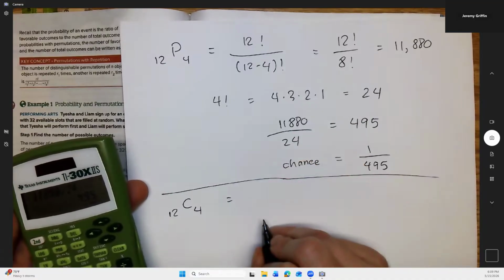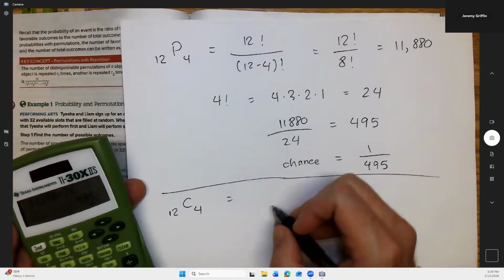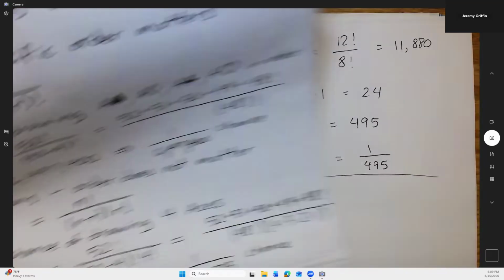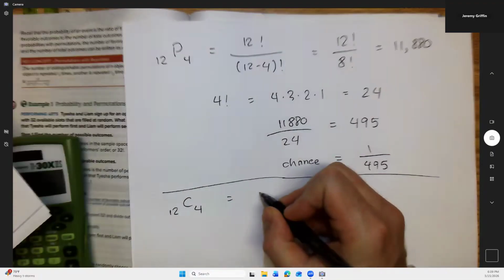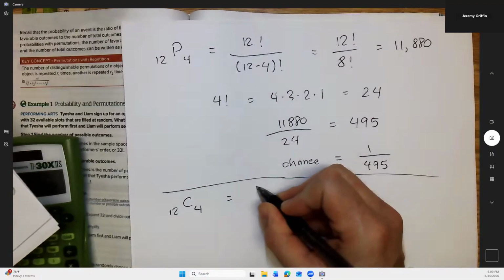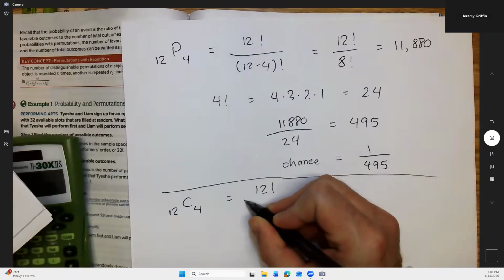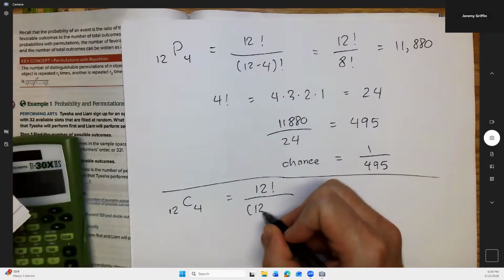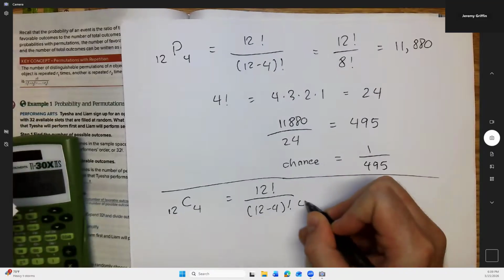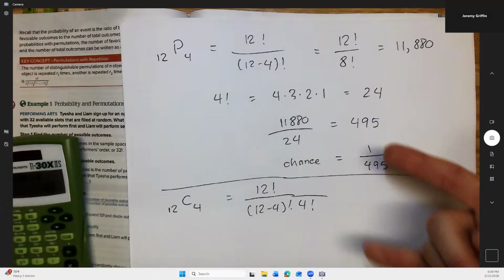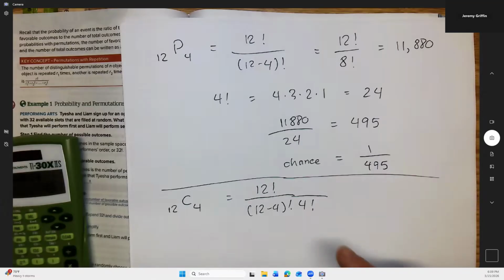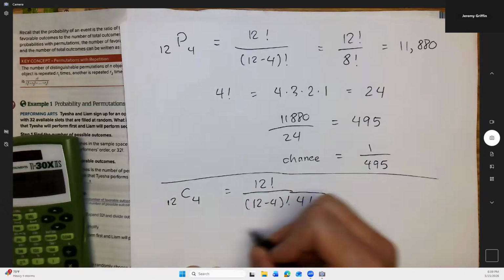Let me show you guys my combinations right here. Again, the order doesn't matter. There are 12 photographs, so it'd be 12 factorial, and then 12 minus 4 factorial, and then 4 factorial. But this should be the exact same thing. It should give me 495, and then the chance of this happening would be 1 out of that.